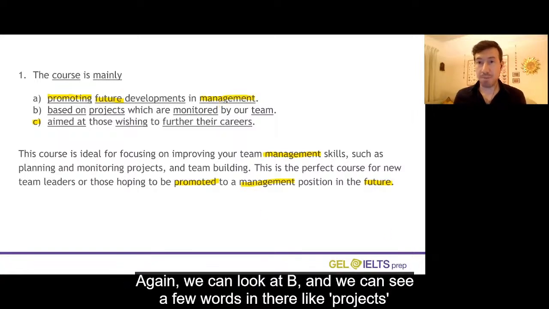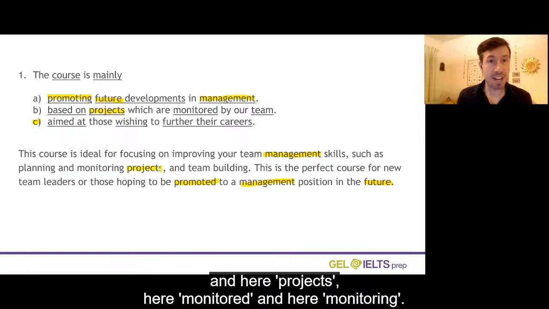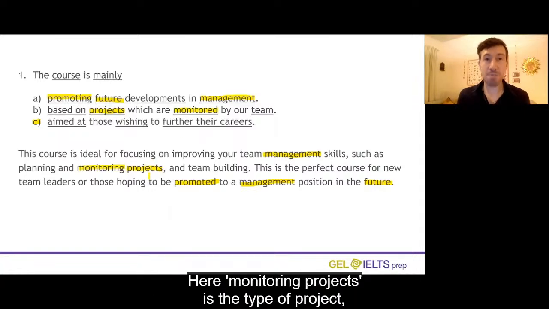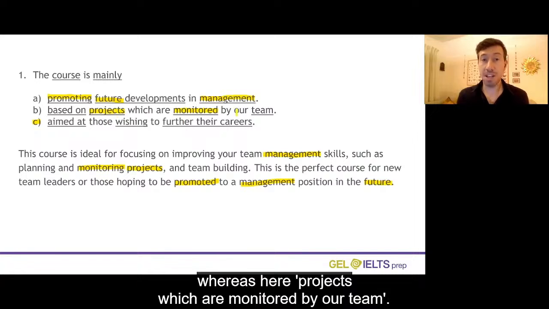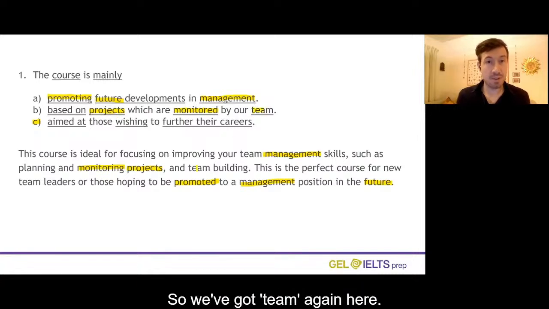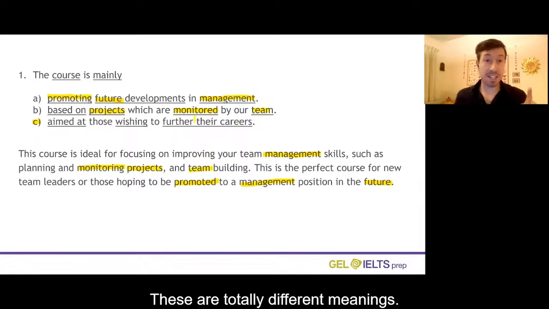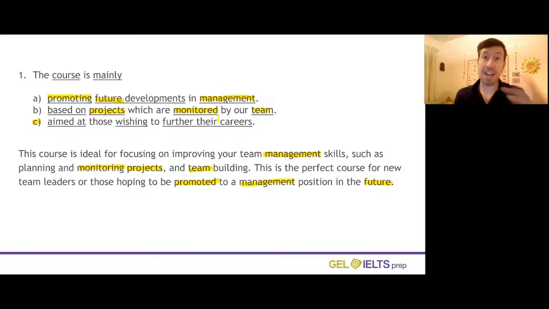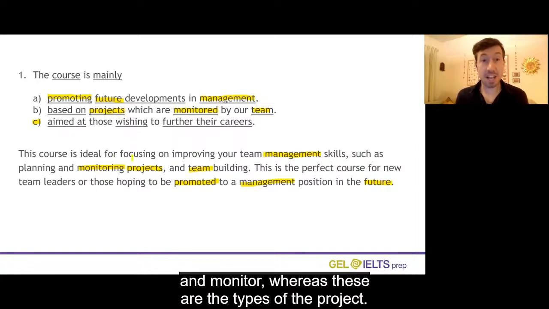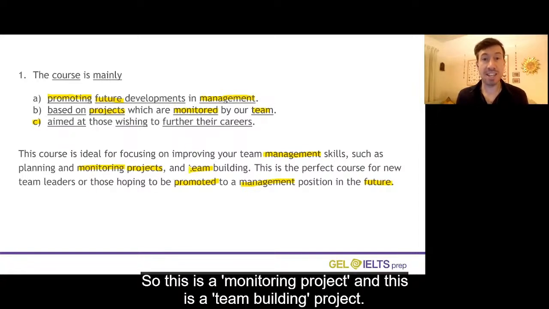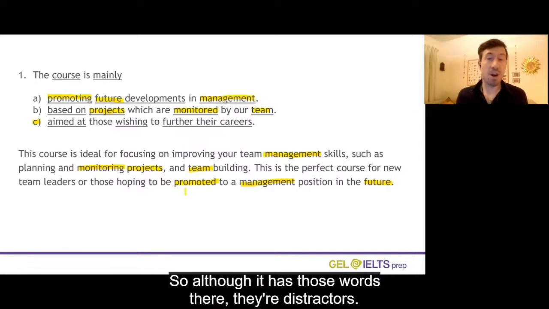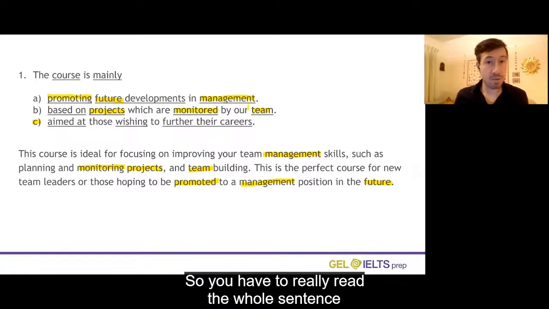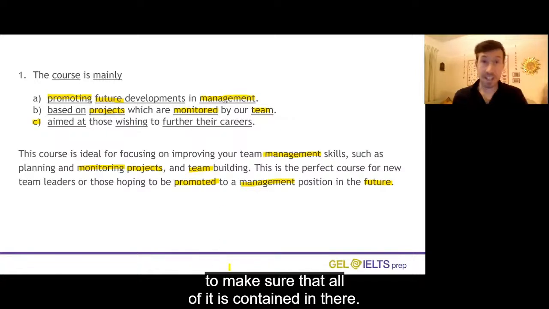Again, we can look at B and we can see a few words in there, like projects, and here projects. Here monitored and here monitoring. But here monitoring projects is the type of project, whereas here it's projects which are monitored by our team. So we've got team again here. These have totally different meanings. This is a project which our team look at and monitor, whereas these are the types of the project. So this is a monitoring project and this is a team building project. So although it has those words there, they're distractors. So you have to really read the whole sentence to make sure that all of it is contained in there.